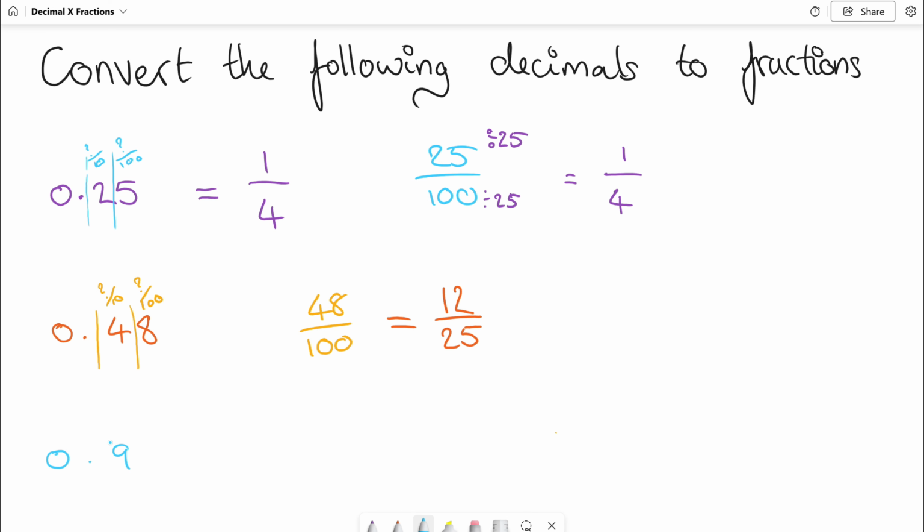We're going to draw the same lines. We're only drawing one set of lines this time. Question mark over 10. There's no other numbers, so we're going to put 9 over 10. And that is the simplified answer. So that is it. I hope this makes sense.